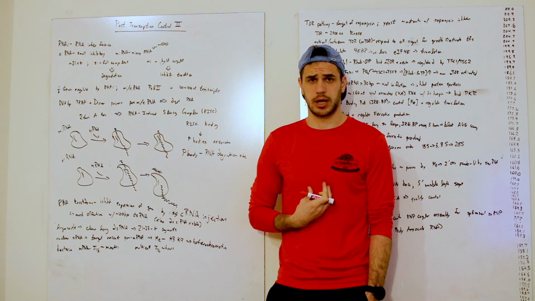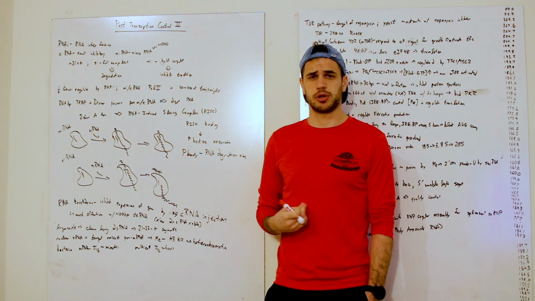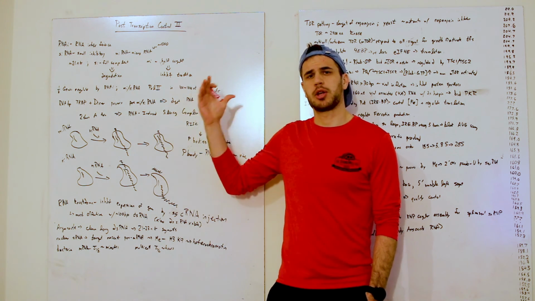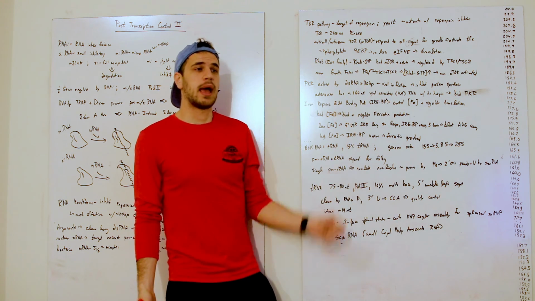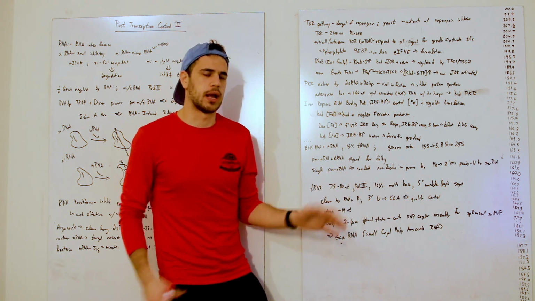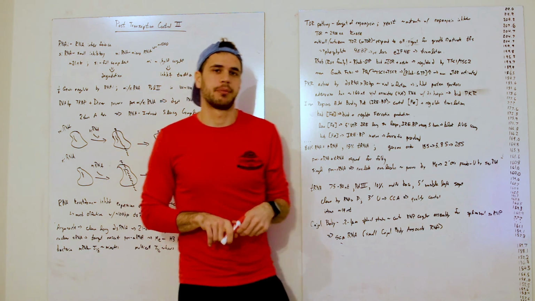I'm your host, Mr. Johnny Hopkins, and today we're covering post-transcriptional control, part 2. We'll be primarily going over RNA interference, a few different transcription factor regulation as well, and about the nucleolus and a few different RNAs, some little tidbits here and there.